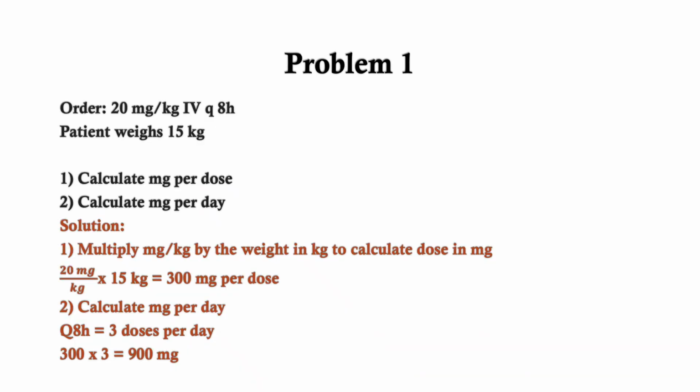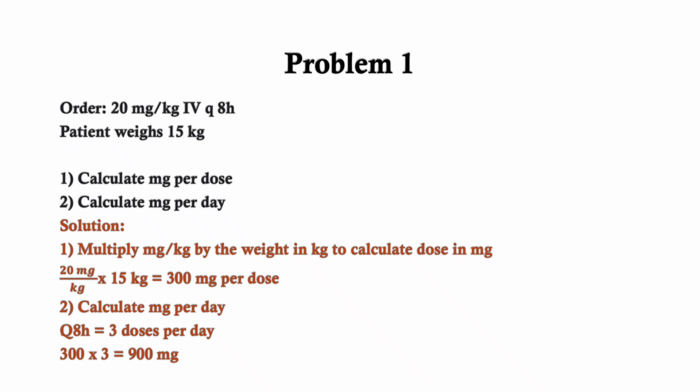Okay, so when you have a problem like this, in order to calculate milligram, the way to do this is you're going to multiply the milligram per kilogram by the weight in kilogram. So here we have 20 milligram per kilogram multiplied by 15 kilogram. If you look, you'll see that the kilogram cancel out. So you have 20 times 15, that's 300 milligrams.